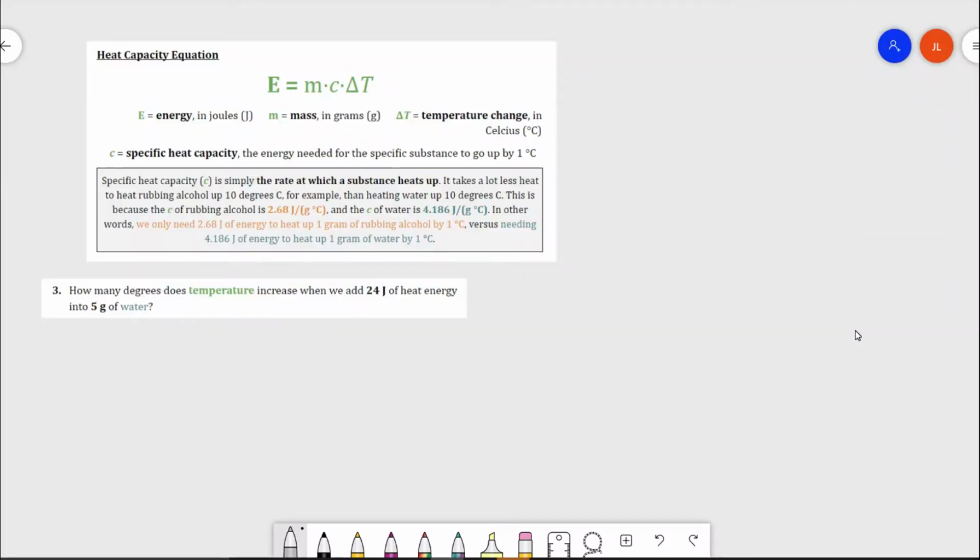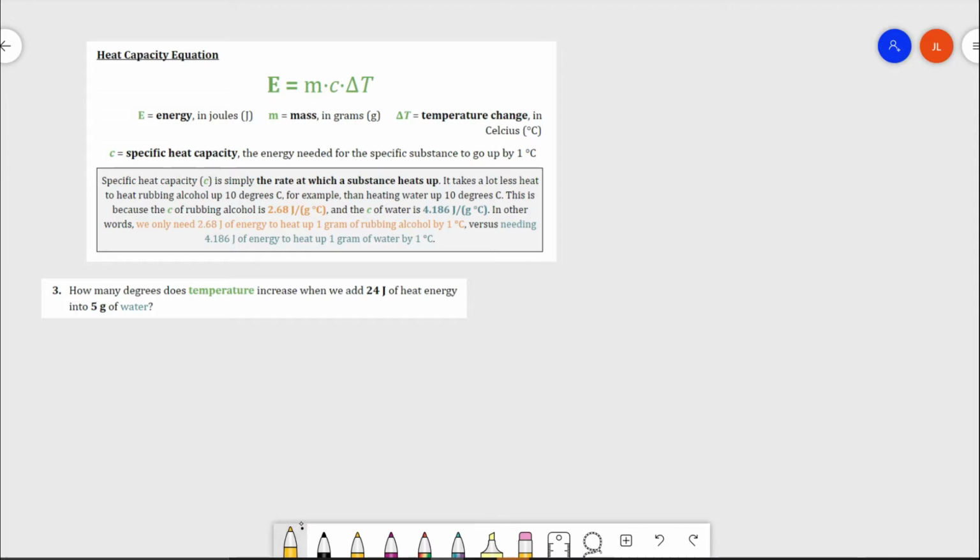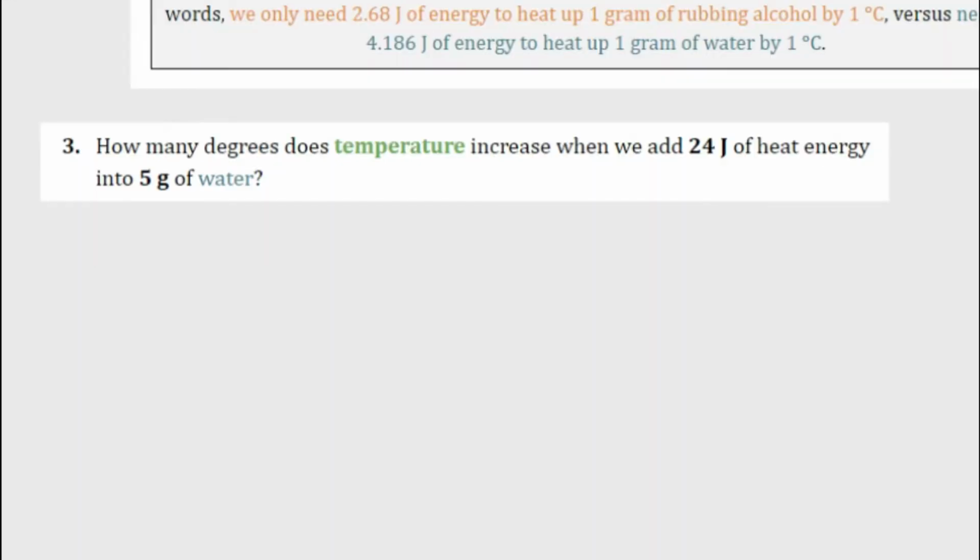All right, so this is part 4, where we start looking into something called heat capacity. I'm going to decipher these things as we go along, but I just want to point out that we're going to be working on question number 3 for this problem specifically. Let me go ahead and read the question before we go into some definitions, some of the stuff that you see up here. So question number 3: how many degrees does temperature increase when we add 24 J of heat energy into 5 g of water?